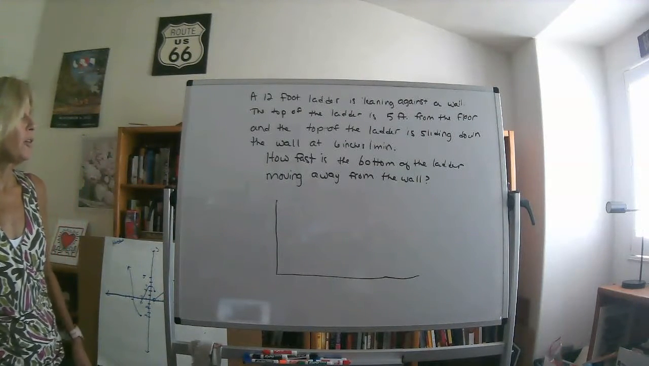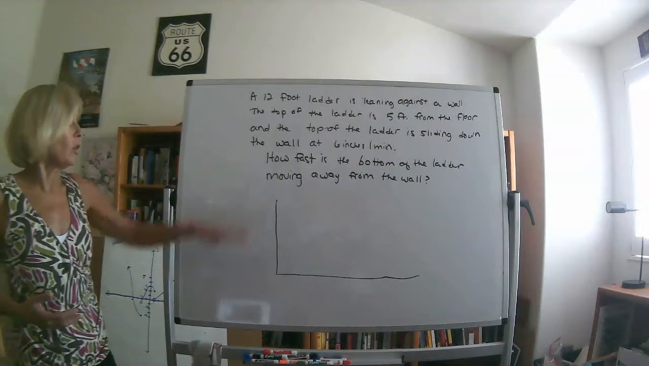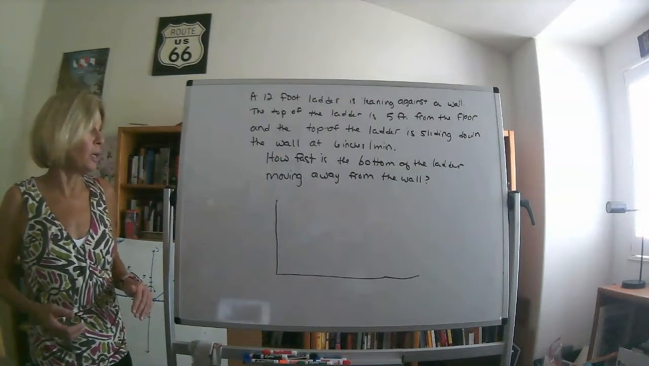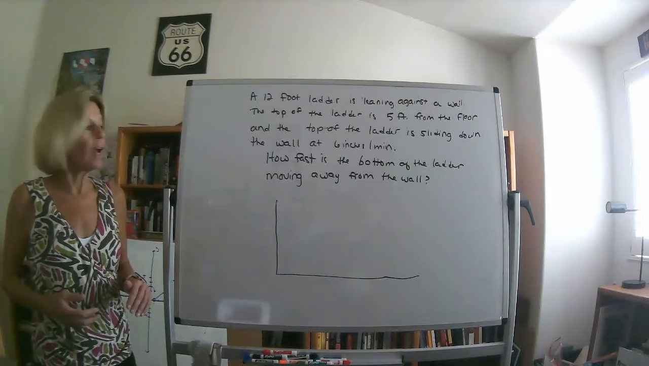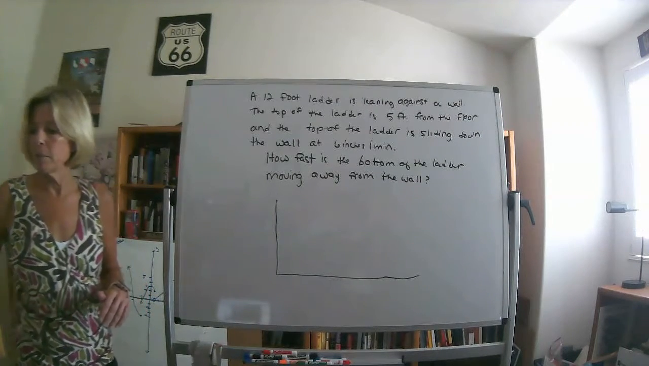So this problem: a 12-foot ladder is leaning against a wall. The top of the ladder is 5 feet from the floor and is sliding down the wall at 6 inches per minute. The question is, how fast is the bottom of the ladder moving away from the wall?